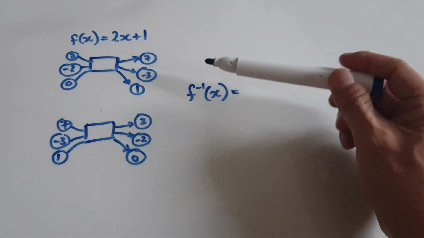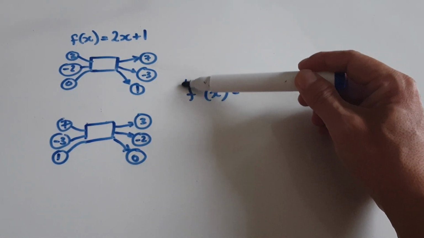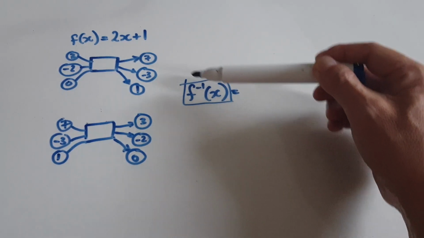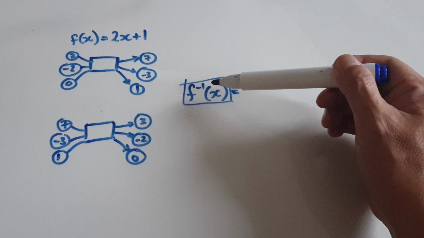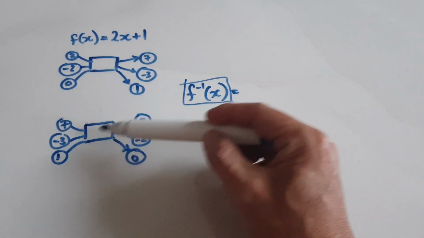Now, an inverse function, and it's written like this, it's not to the power of minus 1. This is just a notation. It's just a way we would write things to represent the inverse function. It's not to the power of minus 1. But this here is an inverse function. An inverse function is you reversing the machine.